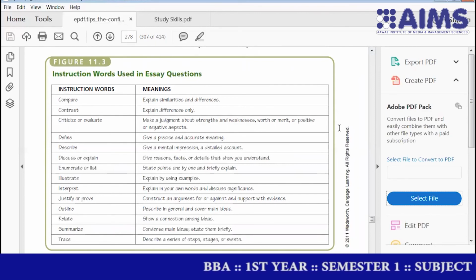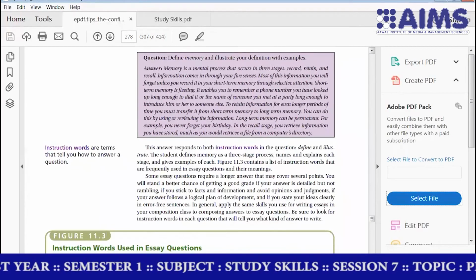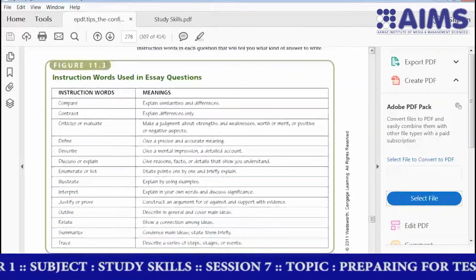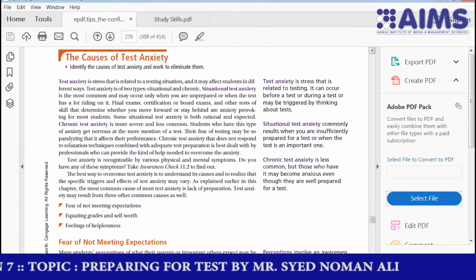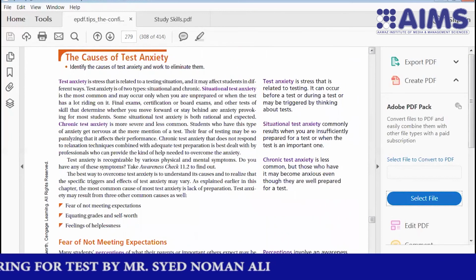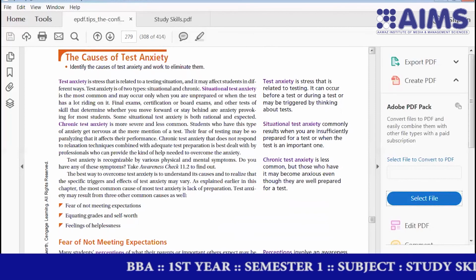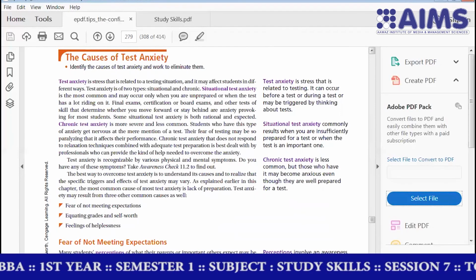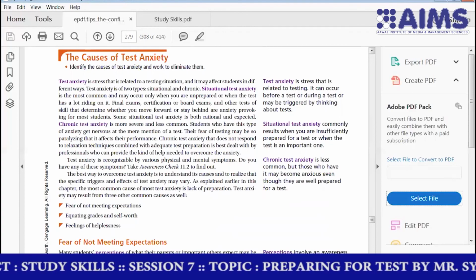Now we try to end the session with some causes of test anxiety. Anxiety comes from fear of not meeting expectations, or falling grades, and feelings of helplessness. All these lead to test anxiety, as we discussed in the slides.